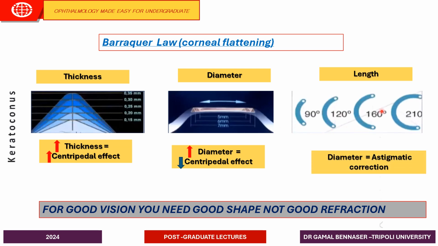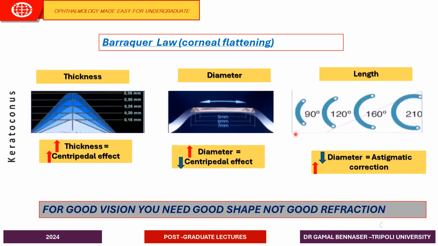And similarly, as far as the arc length of the segment, if you increase the arc length, the effect will be more towards the spherical equivalent. And if you decrease the arc length of the segment, there will be more effect on the astigmatism rather than the spherical component of the refractive error. So this is the Barraquer law in detail.